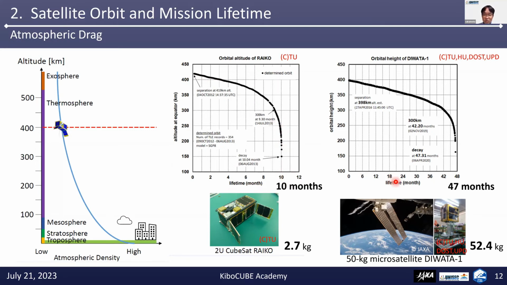And the right figure shows the case of Diwata-1, the Filipino microsatellite. It has a mass of 52 kilograms, but it was deployed from the ISS. Around 2016, the solar activity was very weak, so it could survive around 4 years. So I think very good observation was achieved by the satellite.